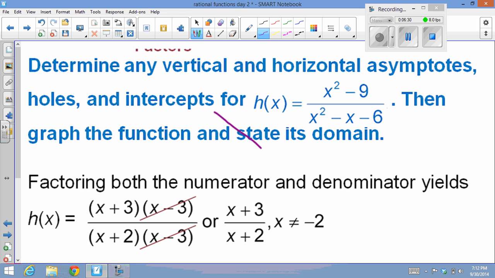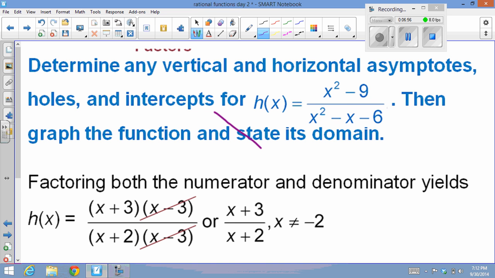Well, in order to solve the equation and to simplify it and to find the asymptotes, I'm going to need to factor. So once I factor, I can factor the top into x plus 3 and x minus 3, and the bottom factors into x plus 2 and x minus 3. Notice that the x minus 3's cancel out. So I'm left with only one place where I'm going to have a discontinuity. My discontinuity is going to occur at -2.